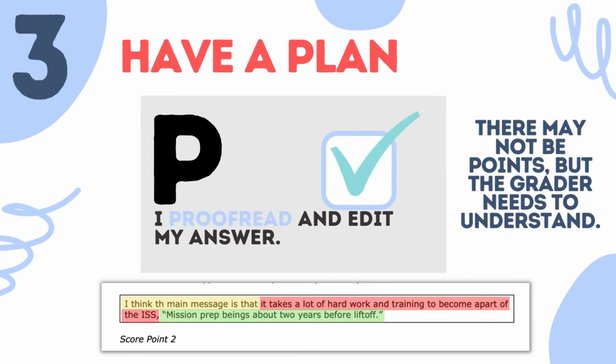And the final step is to proofread and edit your answer. Now you might be thinking, well, there's no points for grammar and mechanics, but you need to remember that the test grader needs to understand what you're trying to say. So if your answer is short and riddled with tons of errors, it might impact their ability to understand what you're trying to say. So always still go back and proofread, even on the short constructed response.